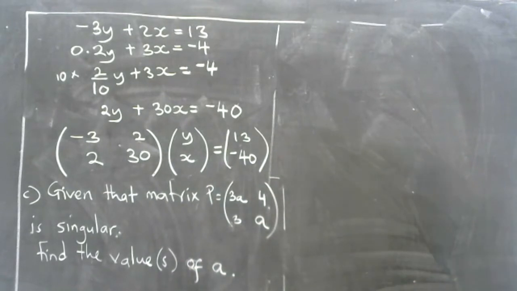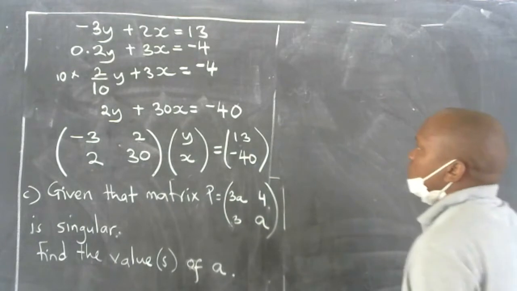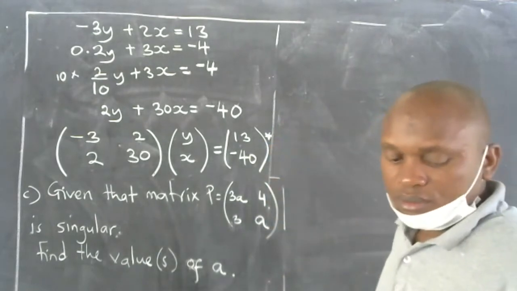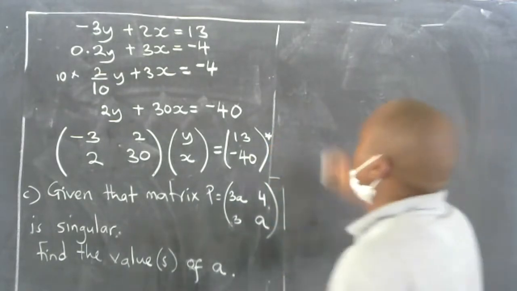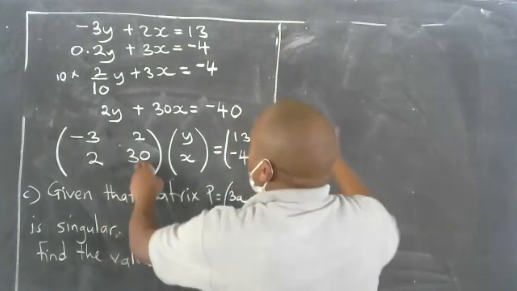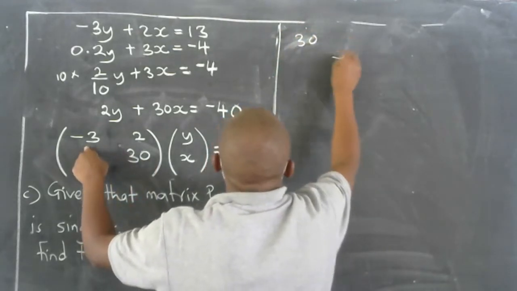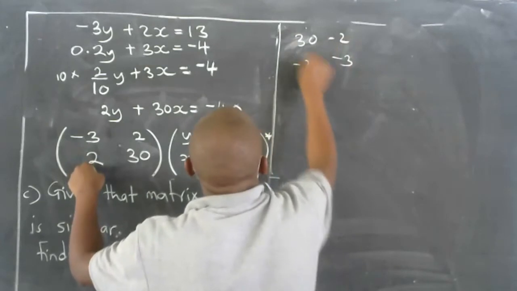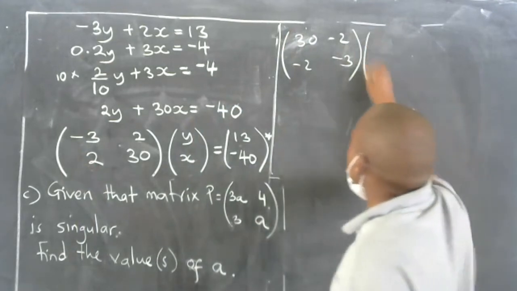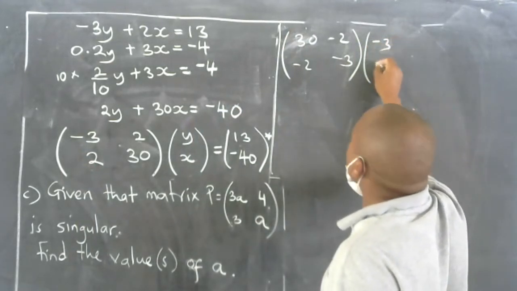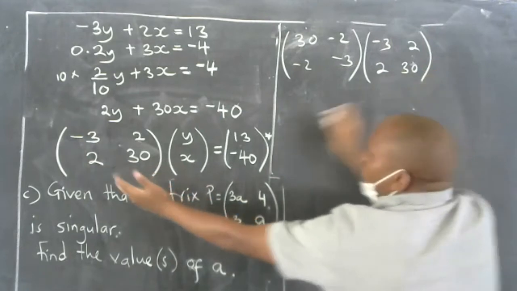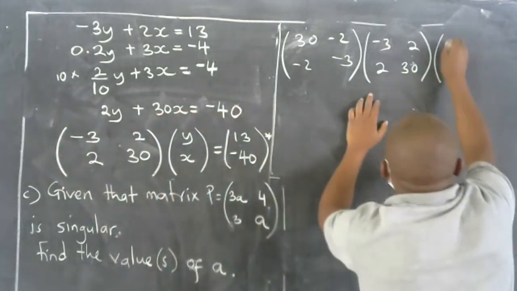So from that step, what did you do next? From this step here, what do we do next? You find the adjoint and multiply it on both sides. So the adjoint of this is 30, negative 3, negative 2. You have something like that as the adjoint. Then multiplying it on both sides, you bring back the original matrix. This original matrix, you bring it back. You copy the way it is here, and then you put here.